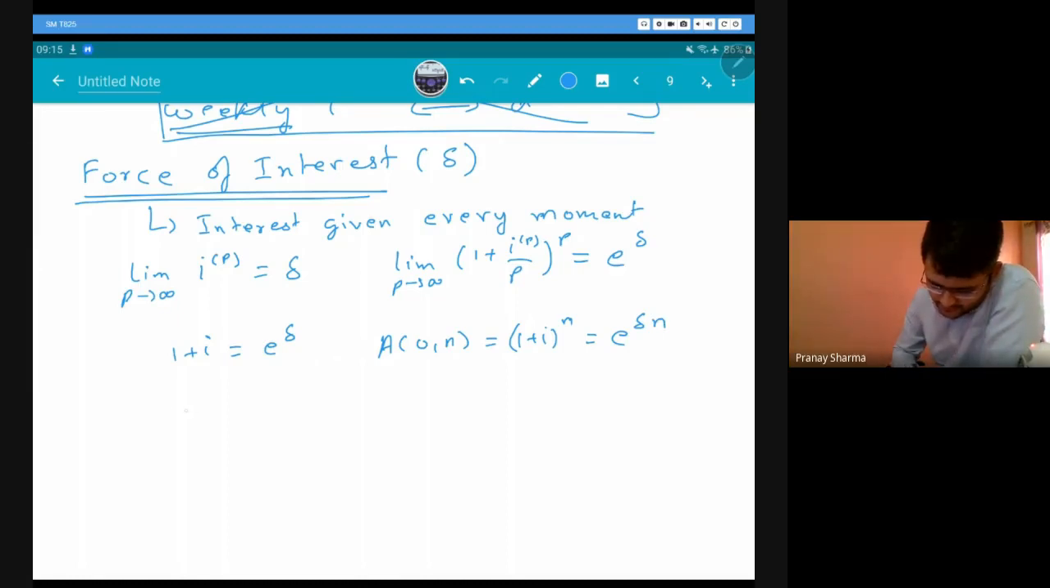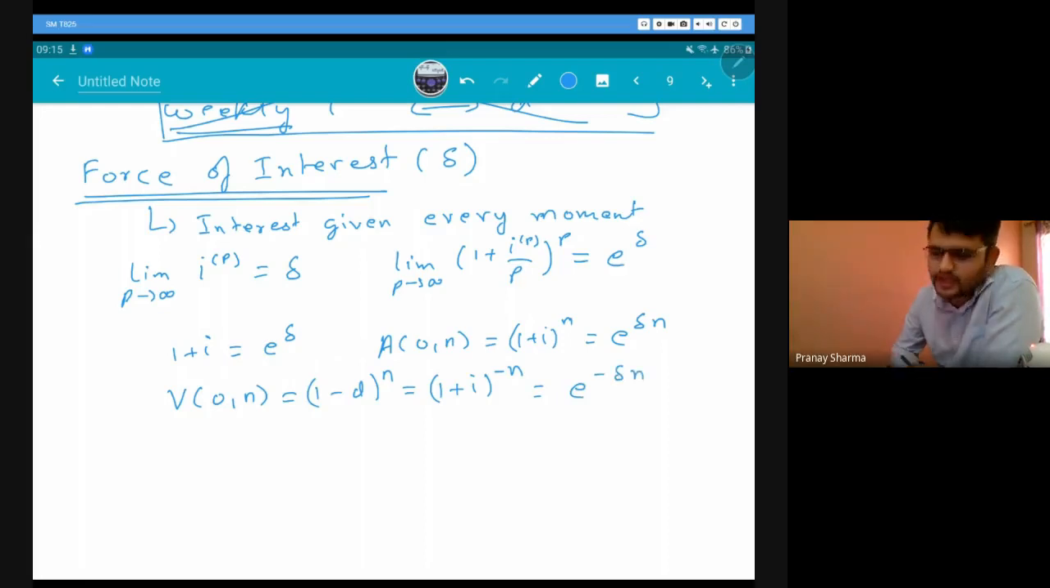If I have the discounting factor v(0,n), that would be (1 minus d) raised to n, or we would say (1 plus i) raised to minus n, since the reciprocal is nothing but raised to minus. I will have that equal to e raised to minus delta n.